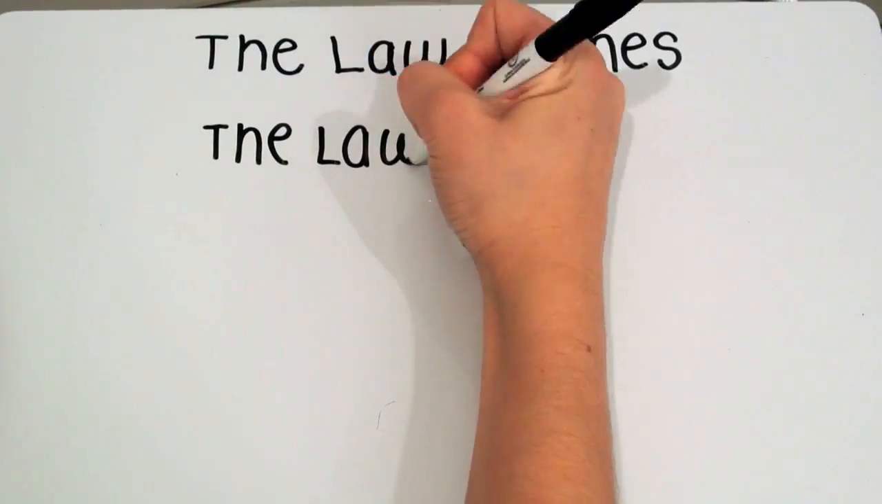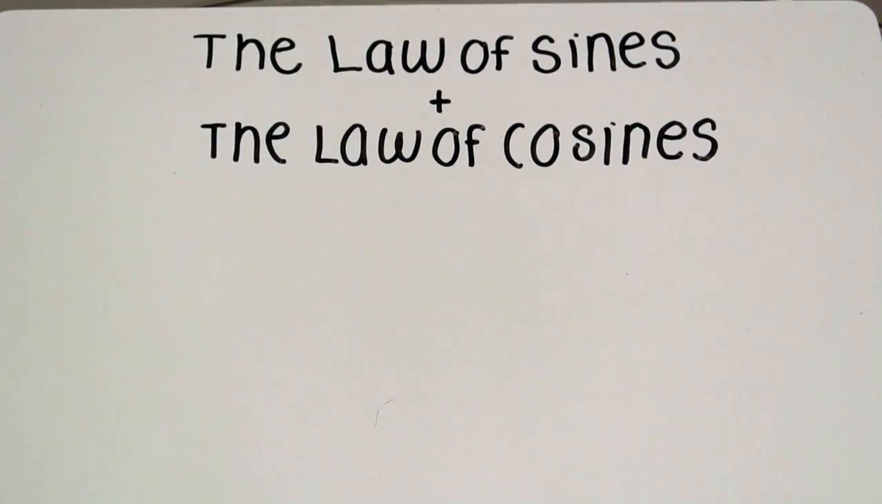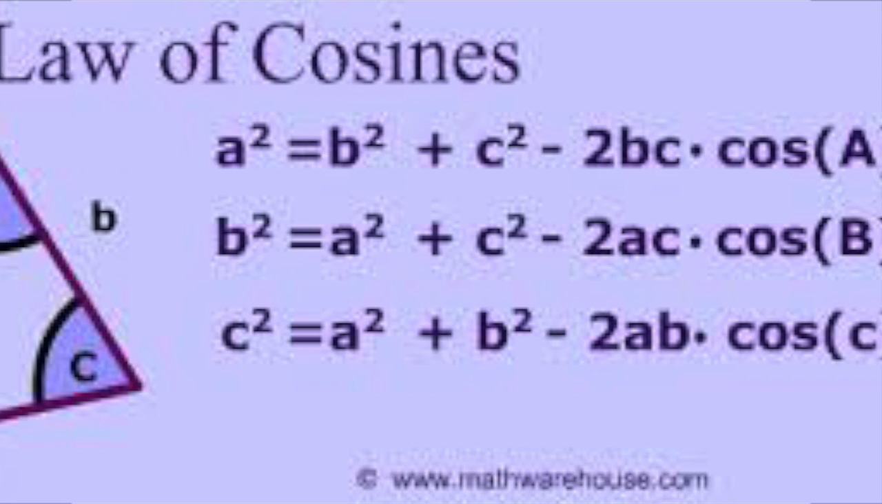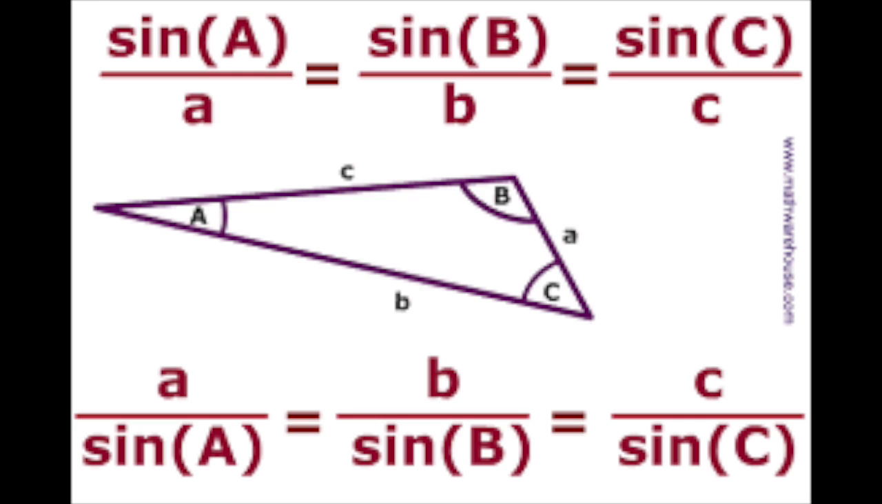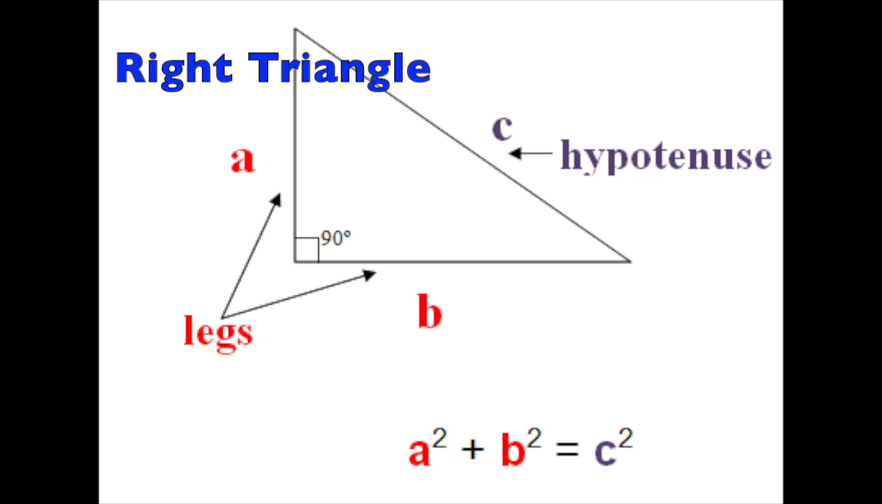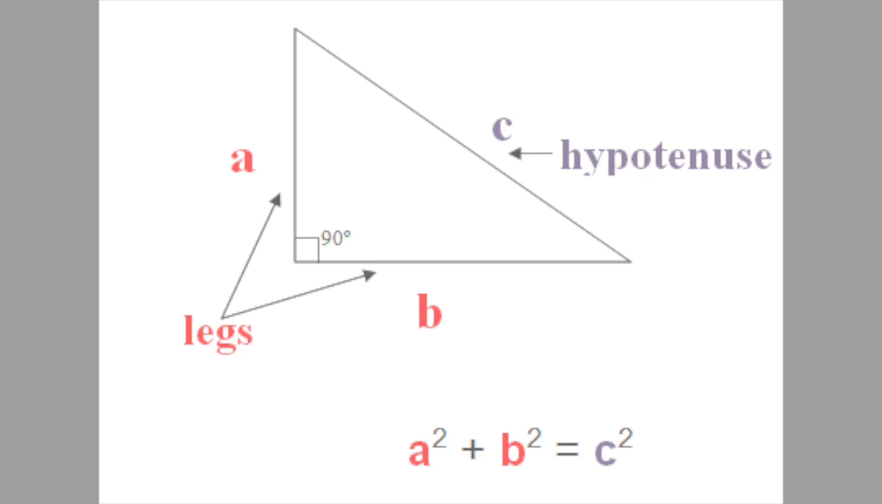And today we are going to talk about the law of sines and cosines. We use the law of sines and cosines when the triangles we are given are not right triangles. If we were given a right triangle, we would instead use the Pythagorean theorem.